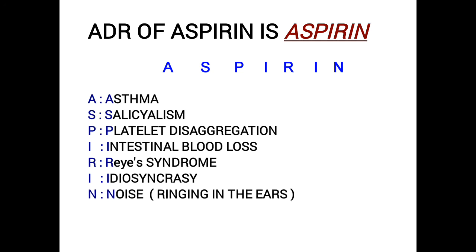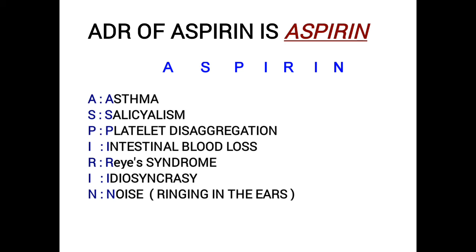So by using the name aspirin, we have learned around 7 adverse drug reactions of aspirin. You just need to remember the drug name aspirin. A for asthma, S salicylism. With P you can remember platelet disaggregation. With I you can remember intestinal blood loss. With R you can remember Reye's syndrome. With I, idiosyncratic reaction. And with N, noise, ringing in the ears.